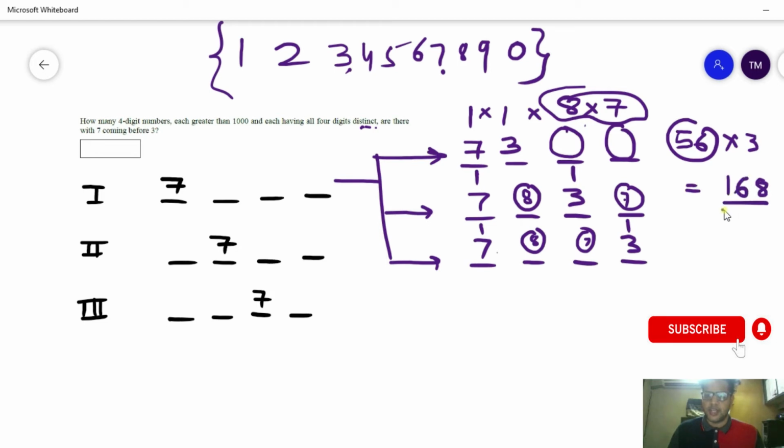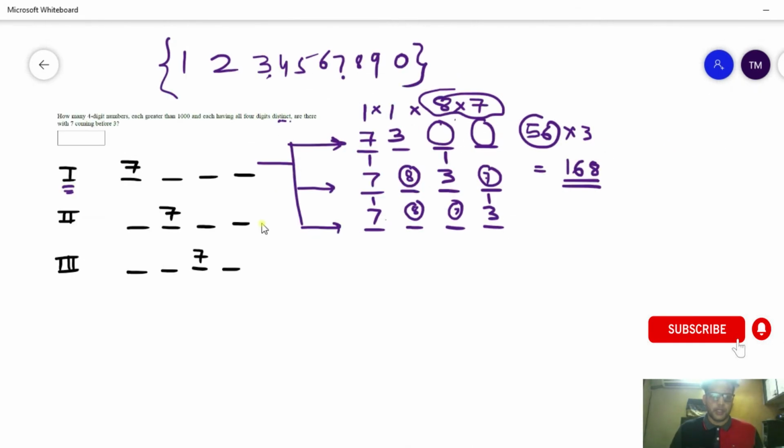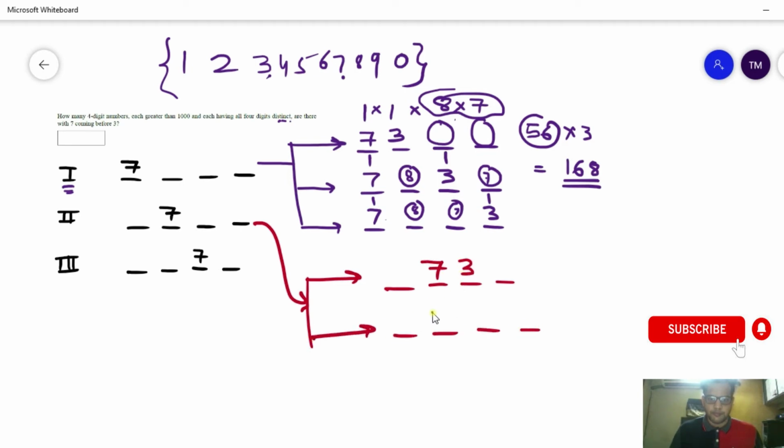So 168 is the total number of possibilities for the first case. Now let us look at the second case. In the second case, we can again have multiple possibilities. So if 7 is here, 3 can be here.